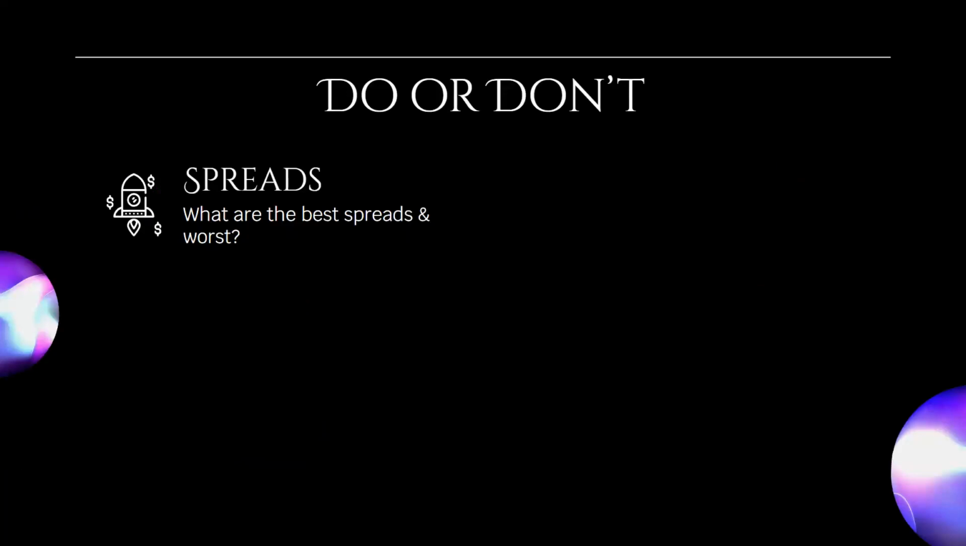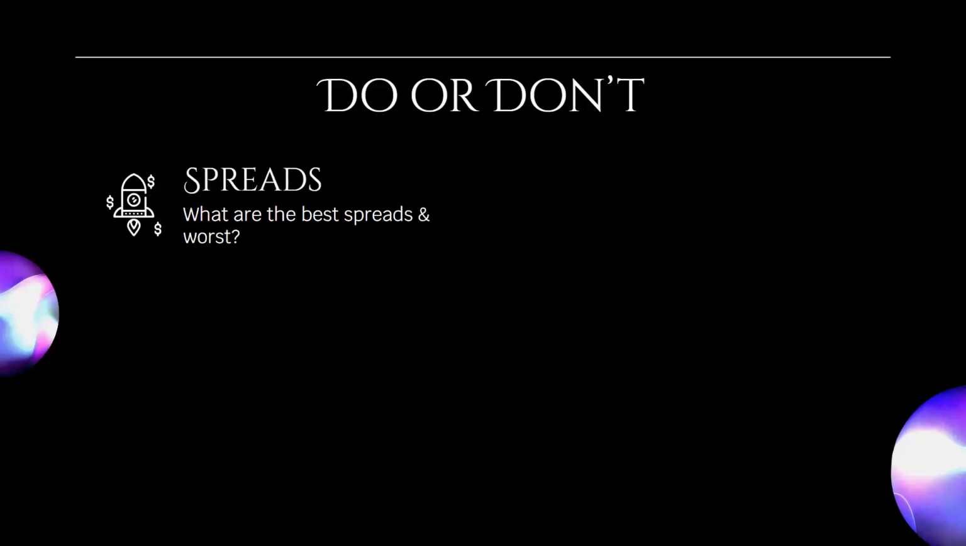So for the do or don't, the spread is really important. What are the best spreads and worst? Well, we pick the best spreads for you. All the trades that we do: Euro USD, Euro JPY, USD JPY, XAU USD, which is gold, US 30, NDX 100 or NAS 100, the SPX 500, and then we've got Tesla, Amazon, and Apple. Those are the trades that we stick to. The worst spread is Bitcoin, and that's another one that we do. So you have to be careful if you take a Bitcoin trade.